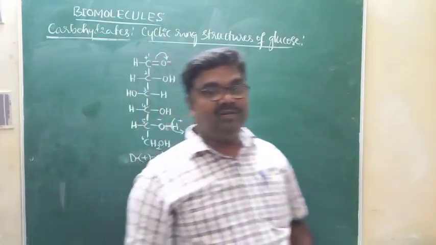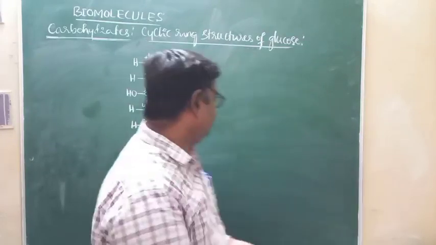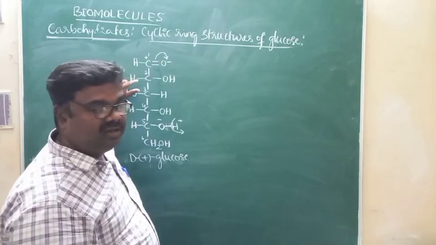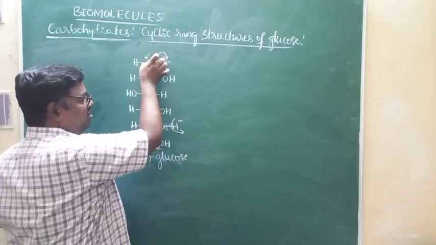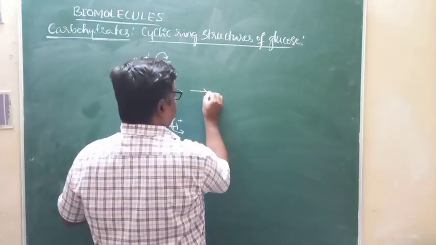When alcohols are added to carbonyl compounds, you get hemiacetals. Like that, here you get the hemiacetal ring of glucose, when the alcoholic group at the fifth carbon atom is added across the carbonyl group. Let me show that.